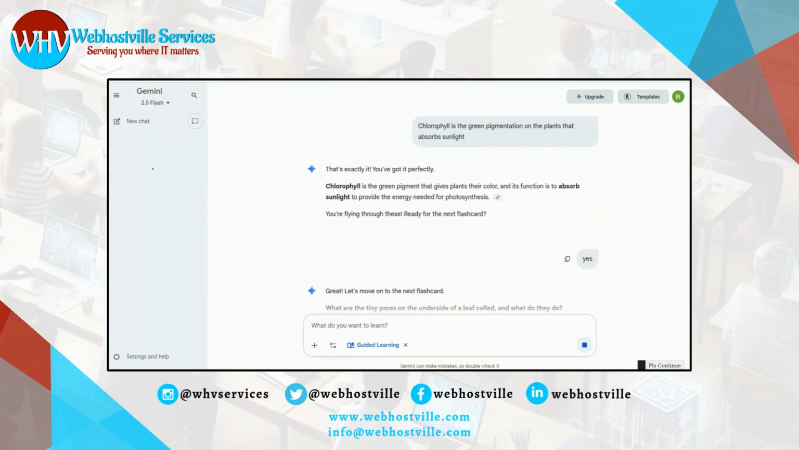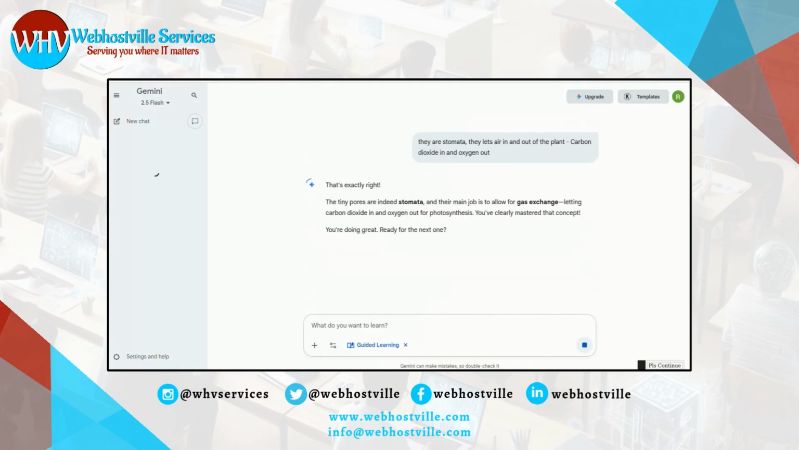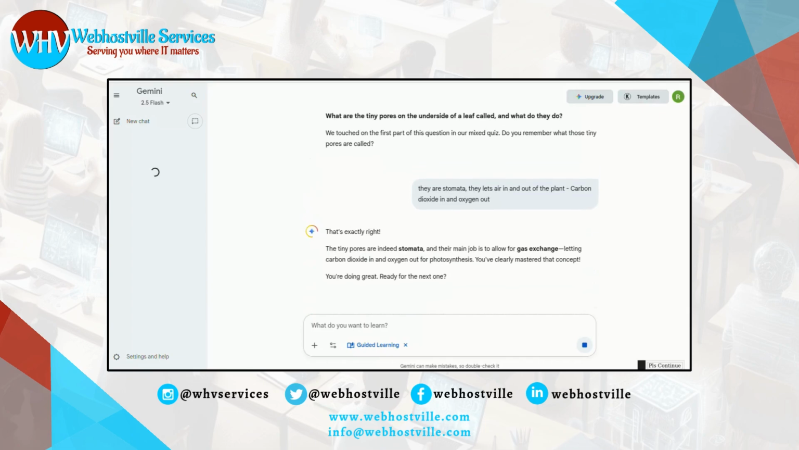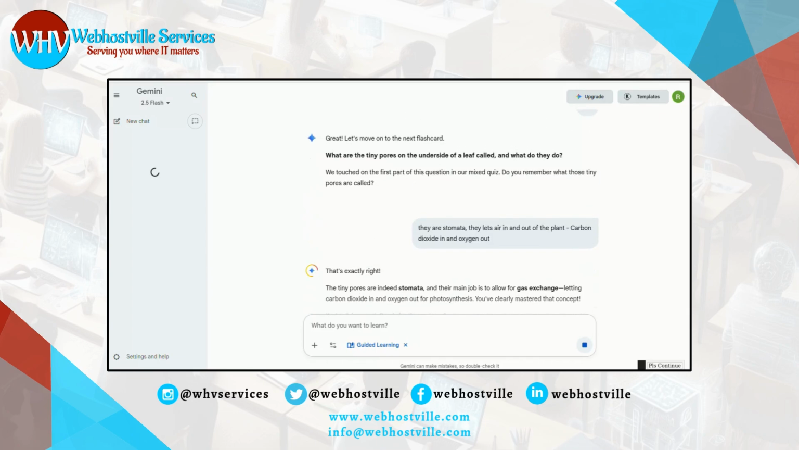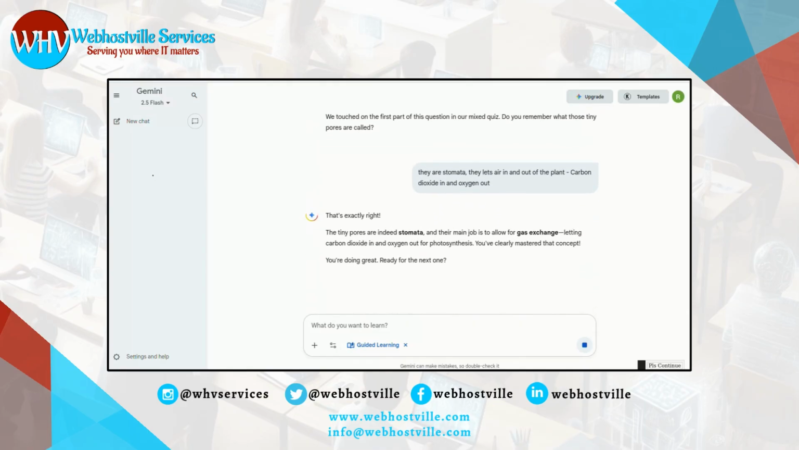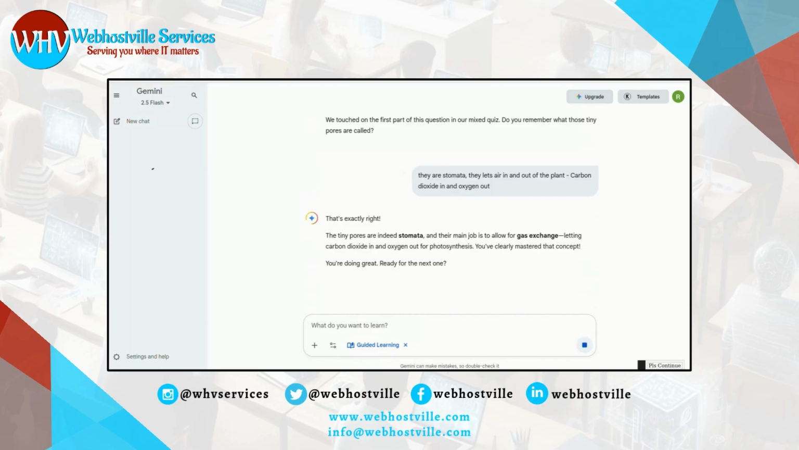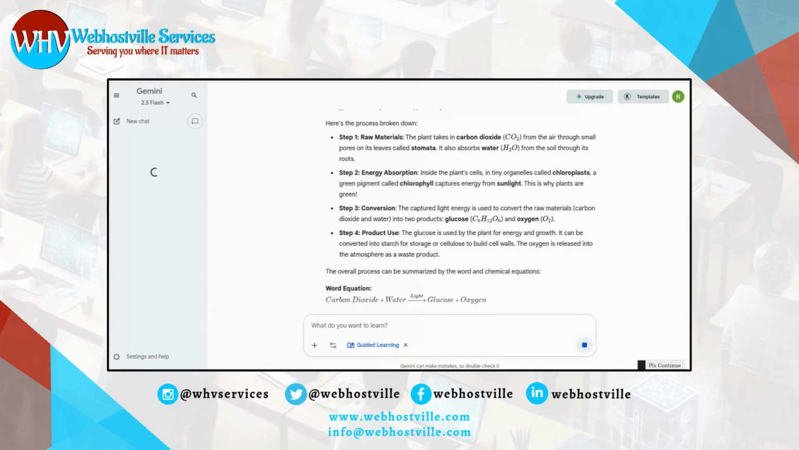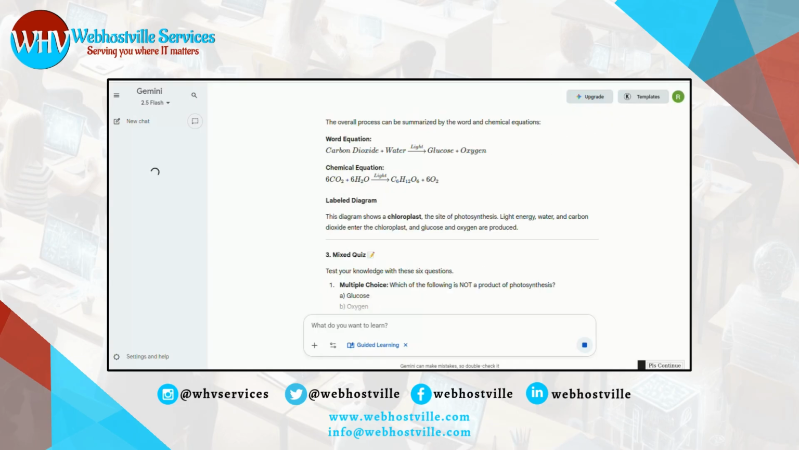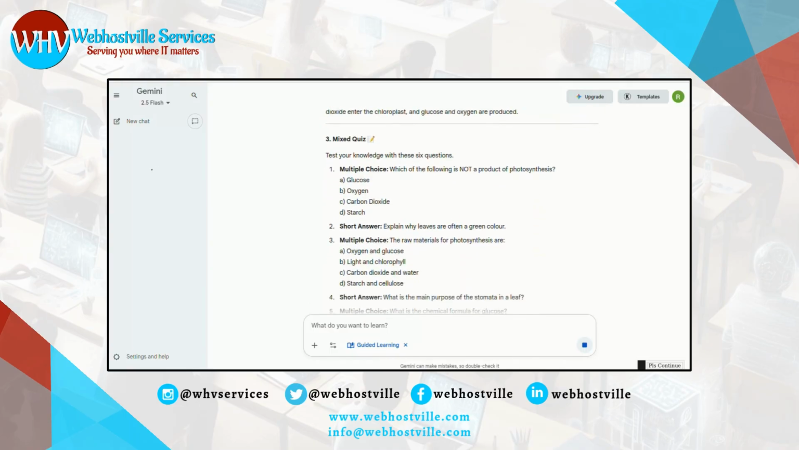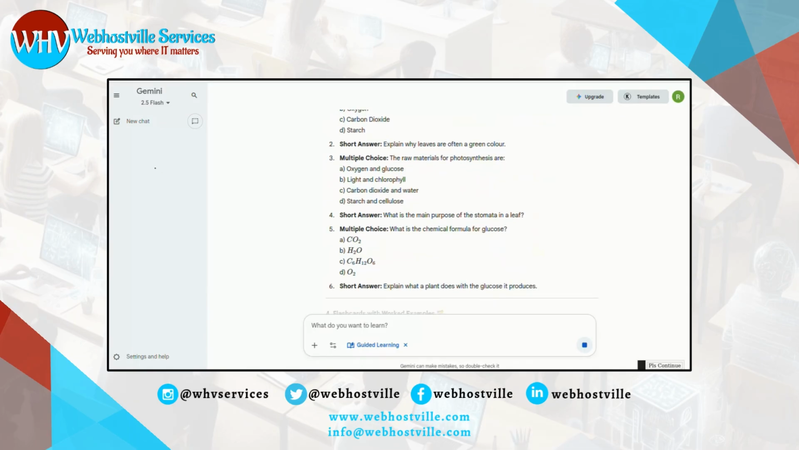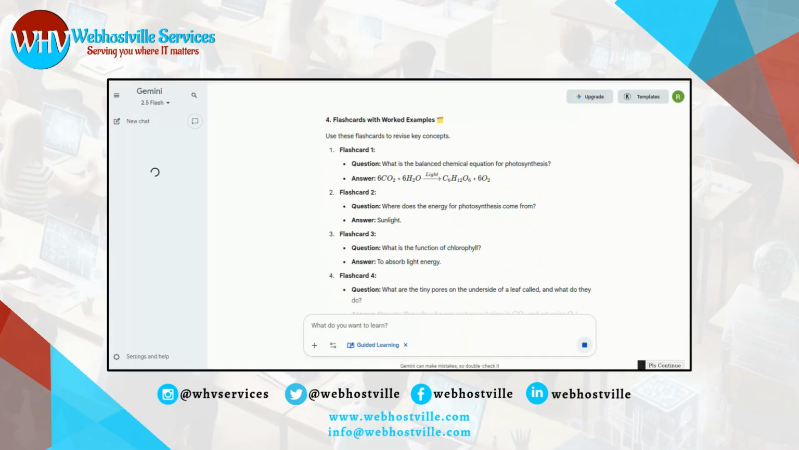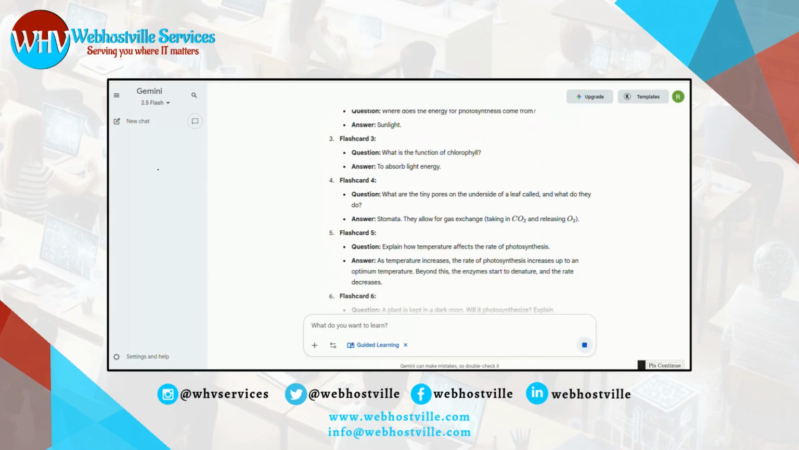These include step-by-step worked examples explaining the balanced chemical equation and the role of chlorophyll, a 5-question mixed quiz testing knowledge on limiting factors and required practicals, 10 flashcards with worked examples detailing stages like the light-dependent reaction, and finally, 2 group tasks, one simple, one challenging, to encourage deep application, such as designing an experiment to investigate light intensity.